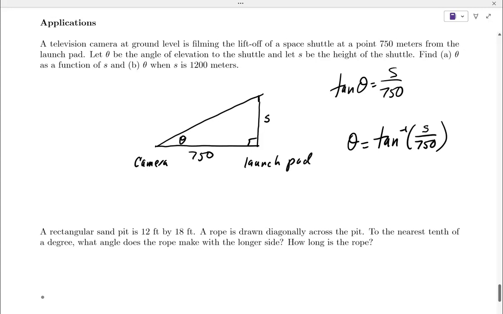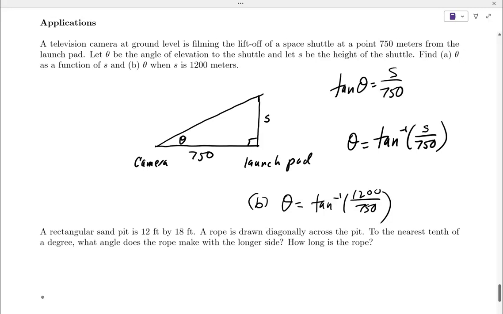All right, that was part A, by the way. That's all I asked for. Write theta in terms of S. Right? Theta is a function of S. Okay. All right, second part. If I want to find theta when S is 1,200 meters, what do we need to do? Yeah, just plug 1,200 in. So theta is inverse tangent of 1,200 over 750.